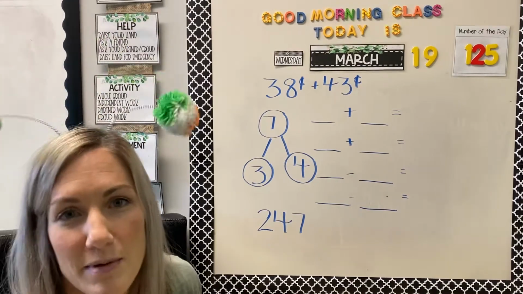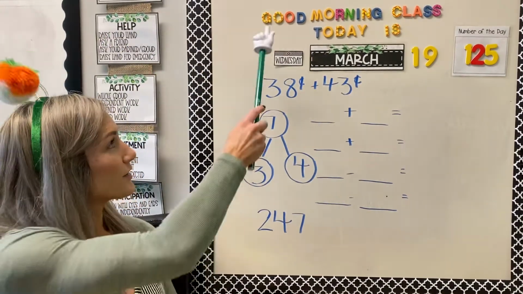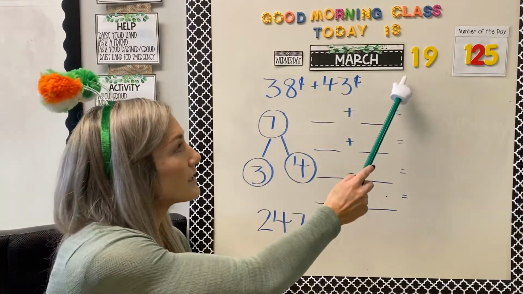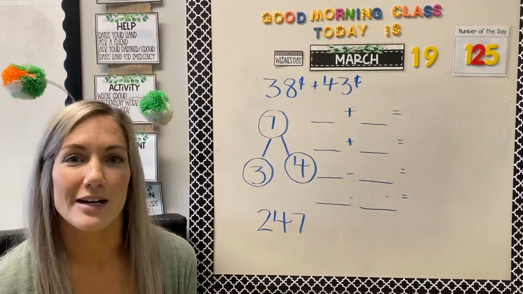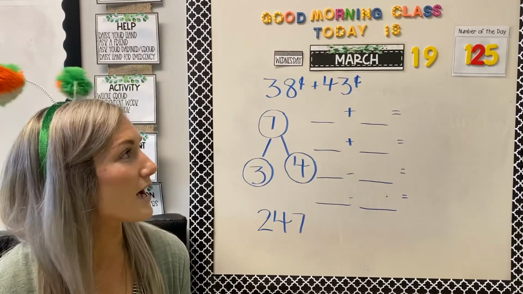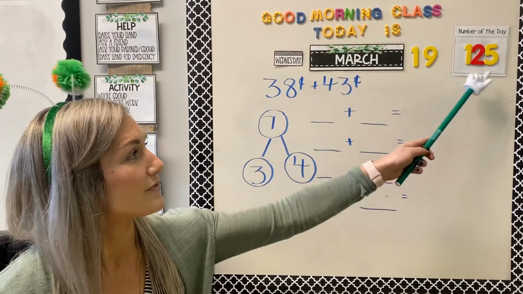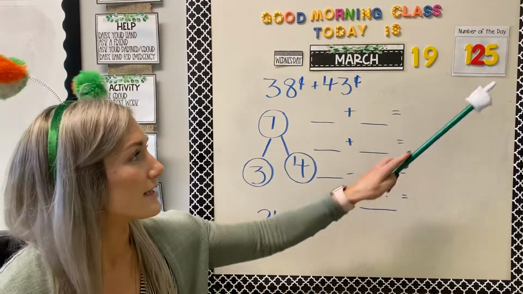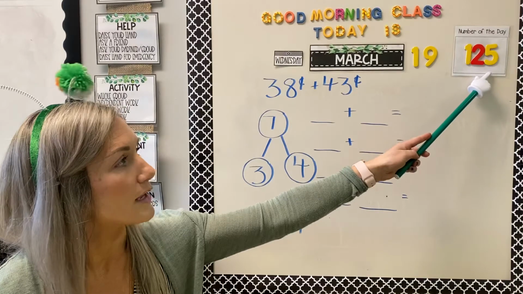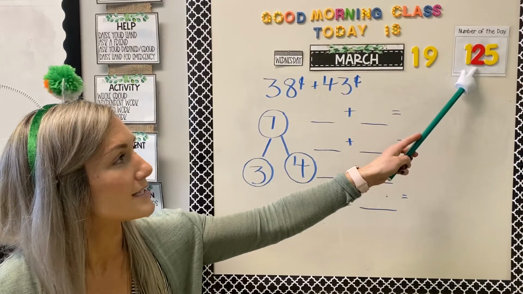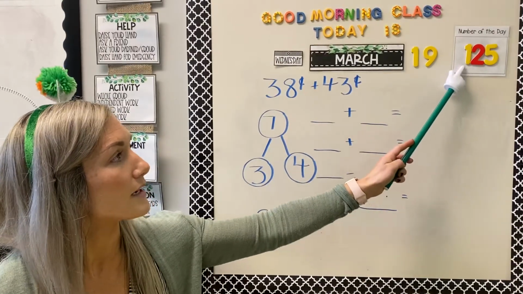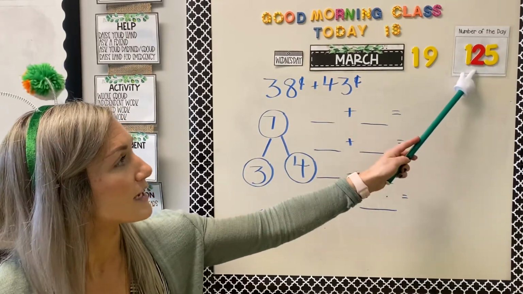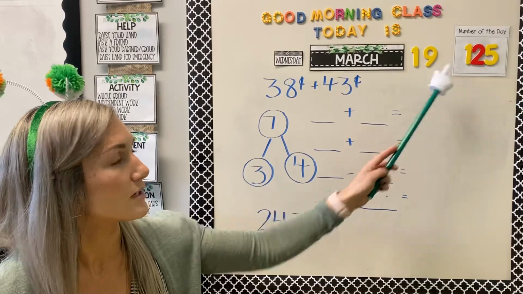Let's get started today by reading our morning message. Good morning, class. Today is Wednesday, March 19th. Our number of the day today is 125. In the number 125, there are 5 ones, 2 tens, and 1 hundred.